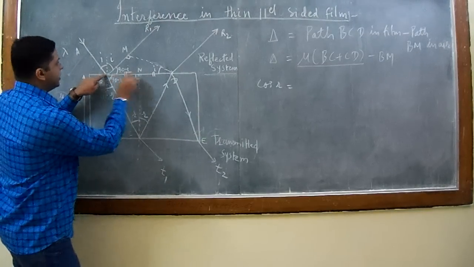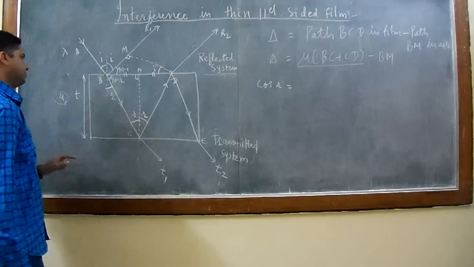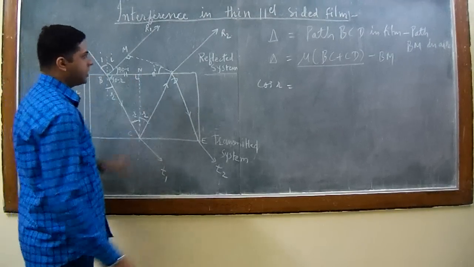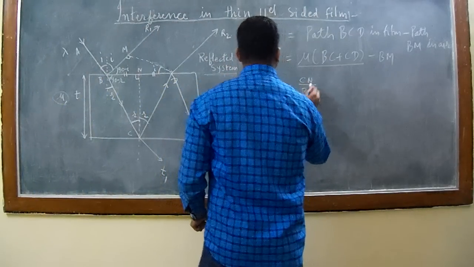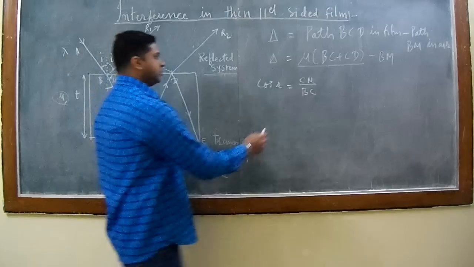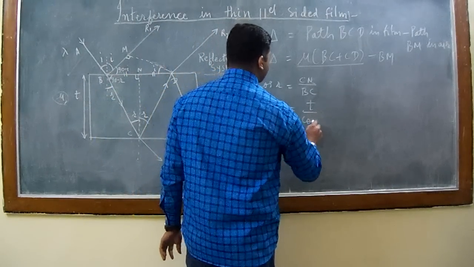So in this triangle, that is BMC, the value of cos r is adjacent side upon hypotenuse. So adjacent side is CM upon hypotenuse, which is BC. But CM is nothing but the thickness of the film, and therefore we can write BC is equal to t upon cos r.